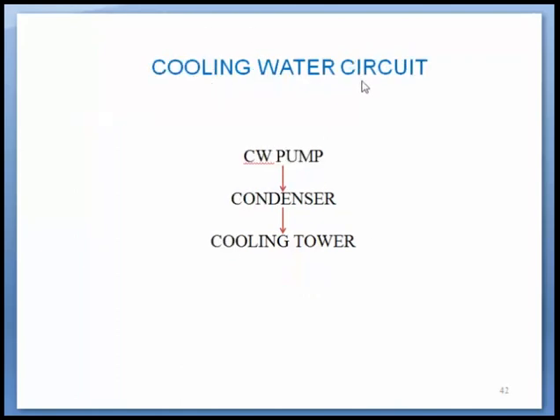Then comes the cooling water circuit. The cooling water pump supplies water to the condenser, where the incoming steam from the LP turbine loses its heat and gets condensed. Finally, this cooling water, which gets heated in this process, is sent back to the cooling tower to be cooled.